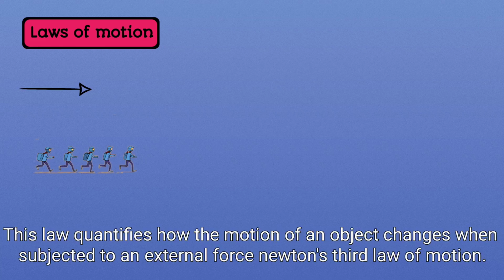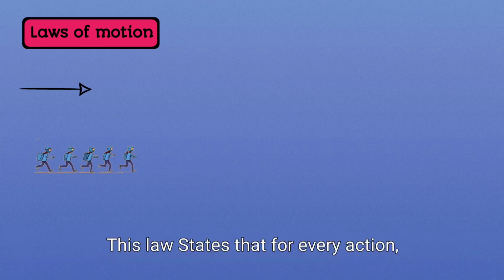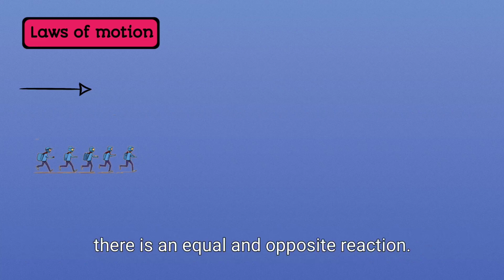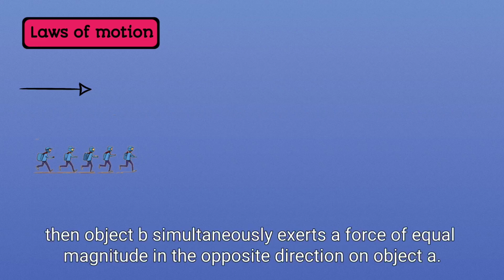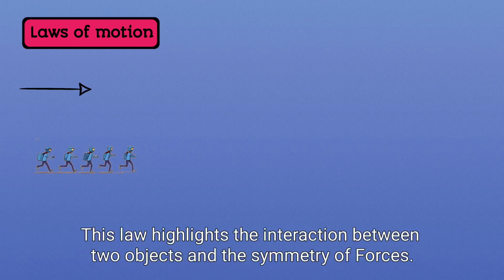Newton's third law of motion. This law states that for every action, there is an equal and opposite reaction. In other words, if object A exerts a force on object B, then object B simultaneously exerts a force of equal magnitude in the opposite direction on object A. This law highlights the interaction between two objects and the symmetry of forces.